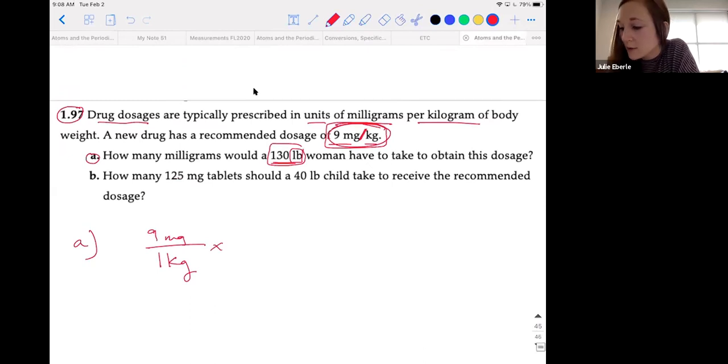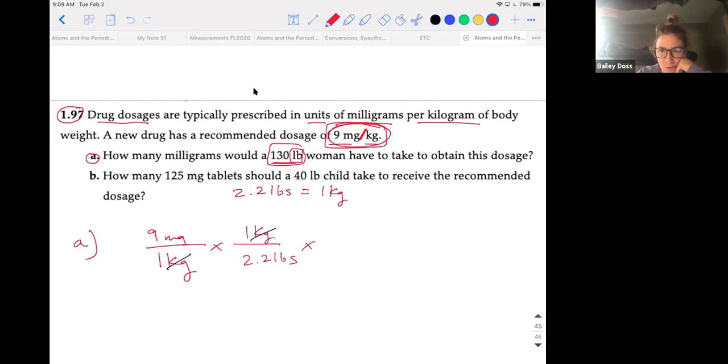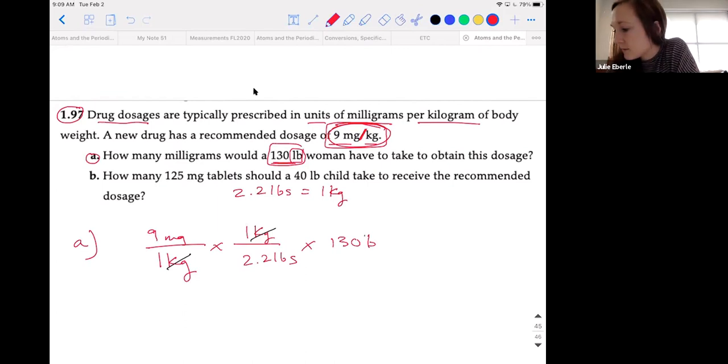So I want to cancel kilograms. We've got 2.2 pounds equals 1 kg. I'm going to write this in as a conversion factor, so for every 1 kilogram, it's 2.2 pounds. Now, right now we have milligrams per pound. We just want to know how many milligrams of the drug this woman should take. Cancel out the pounds by multiplying by how much she weighs. She weighs 130 pounds. We're going to multiply by her weight, and we've got pounds on bottom, pounds on top now.